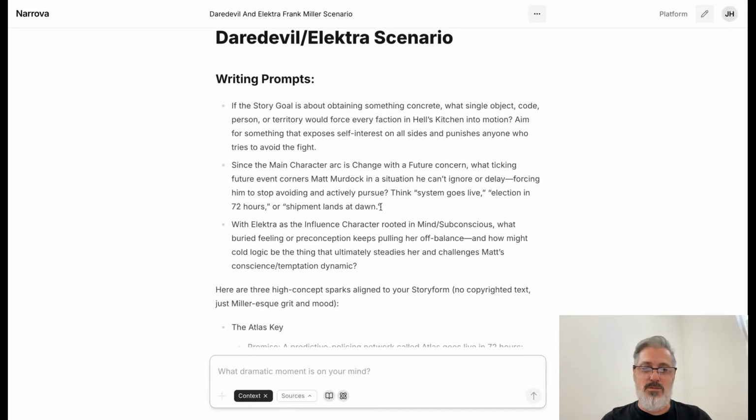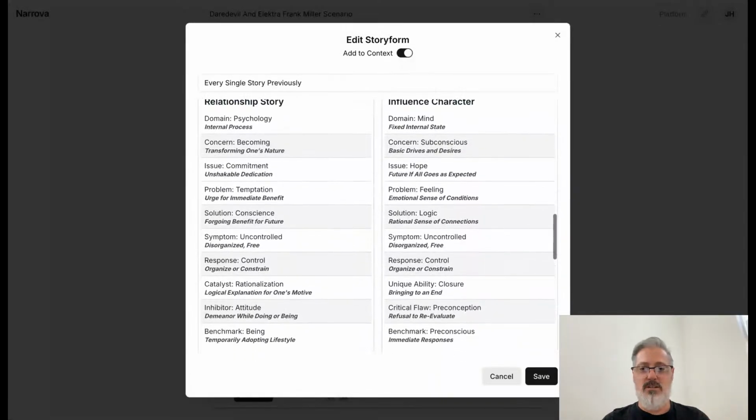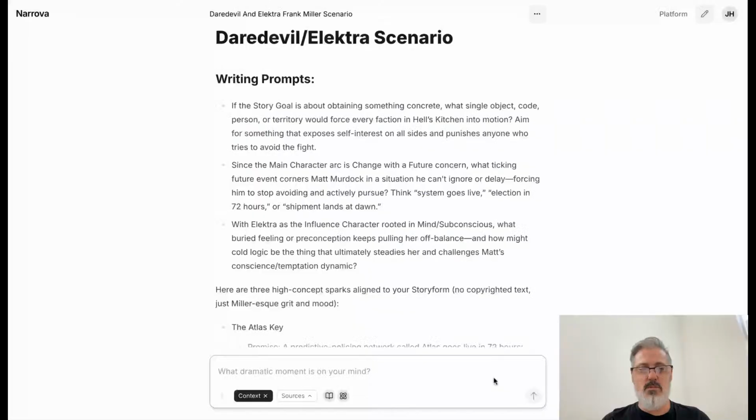Those are all more objective. I would want it to be more specific, more personal. Then it says, with Elektra as the influence character rooted in mind subconscious, what buried feeling or preconception keeps pulling her off balance, and how might cold logic be the thing that ultimately steadies her and challenges Matt's conscience temptation dynamic? Do you see what I'm saying? I've heard this before, and that's because if I go to the story form and look at the influence character, her solution is logic, but she's driven by feeling. So it's more about her emotional sense.